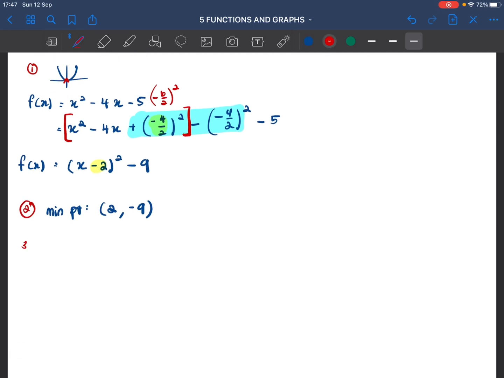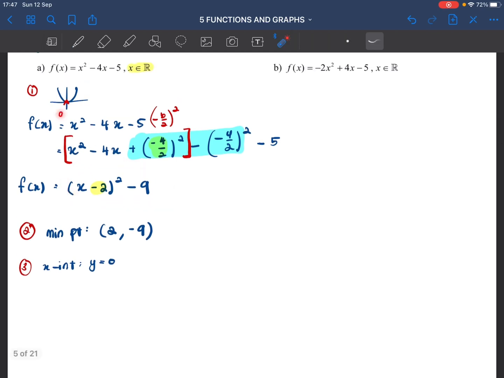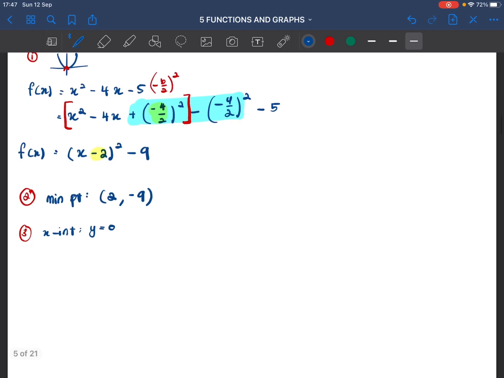The third step is to find the x-intercept and y-intercept. We know the x-intercept is found by letting y equal 0. To make it easier, you can take it directly from here, or you can just factorize this, either way is fine. Let's take the original equation for x minus 5 equals 0. We factorize this and you are going to get (x plus 1)(x minus 5), which gives x equals negative 1 and x equals 5. So there are two x-intercepts there.